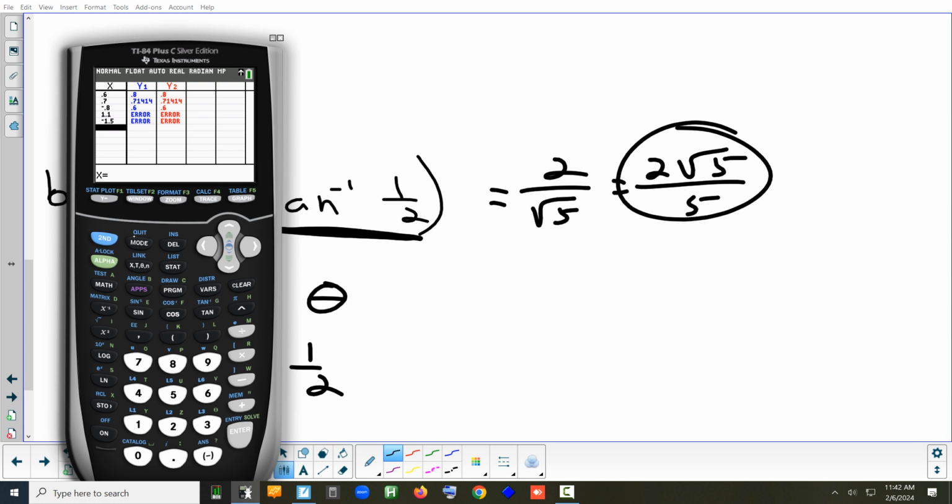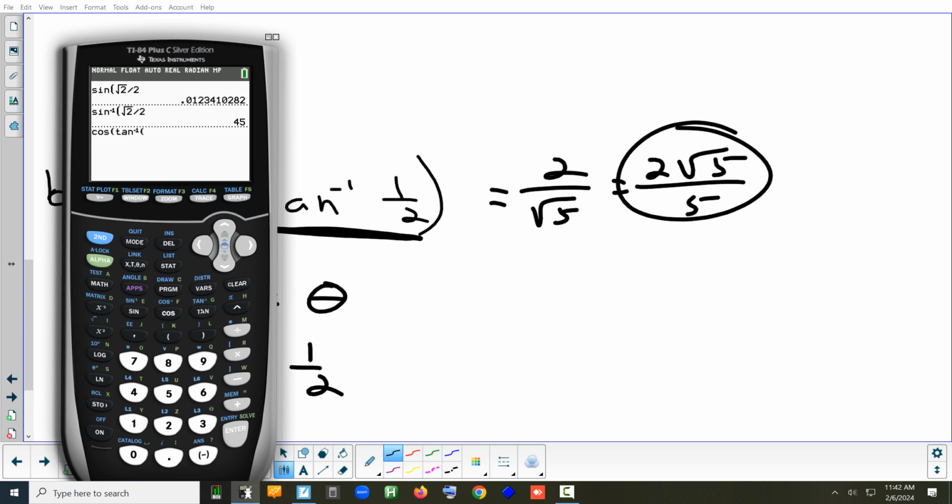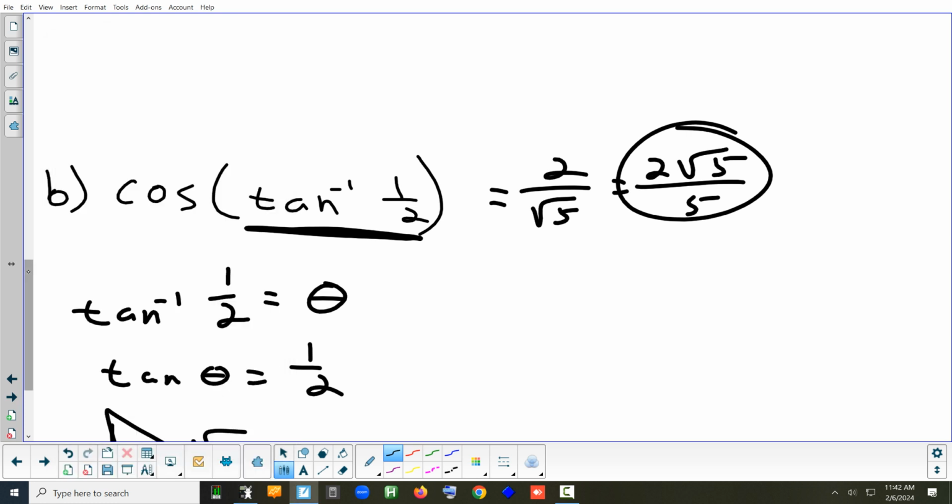Let's take the cosine of the inverse tangent of 0.5. Make sure you are in radians. And now take 2 square root 5 over 5. 2 square root 5 divided by 5. Exactly the same thing. So any question on how we evaluated that expression and got the exact answer?